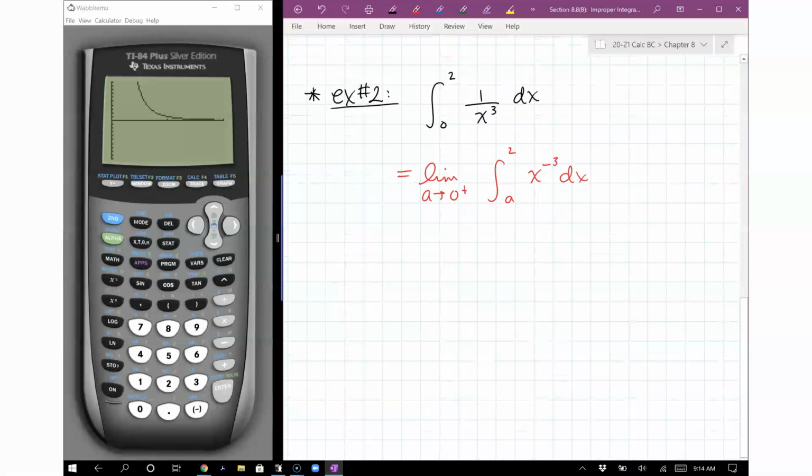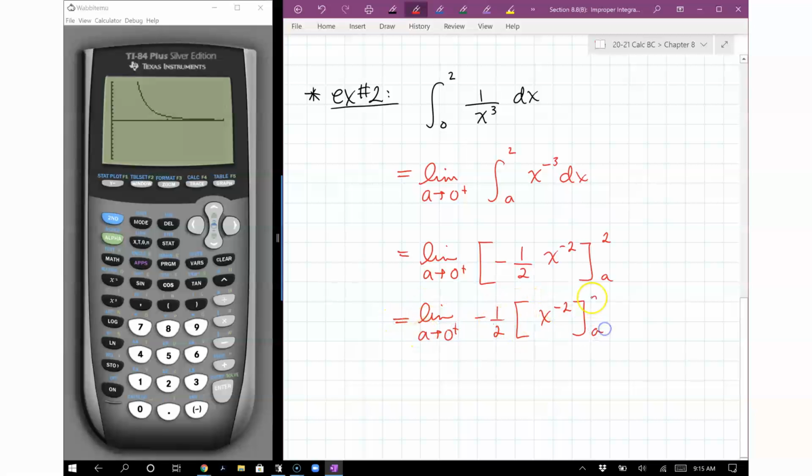Okay, and then we're going to integrate. Again, the integrals are not the hard part. Doing the integrals is going to be very normal. So this will be x to the negative 2 over negative 2, or if you want to write it as negative half x to the negative 2 from a to 2. I just do that so I can get the fraction out. So negative 1/2 x to the negative 2 from a to 2.